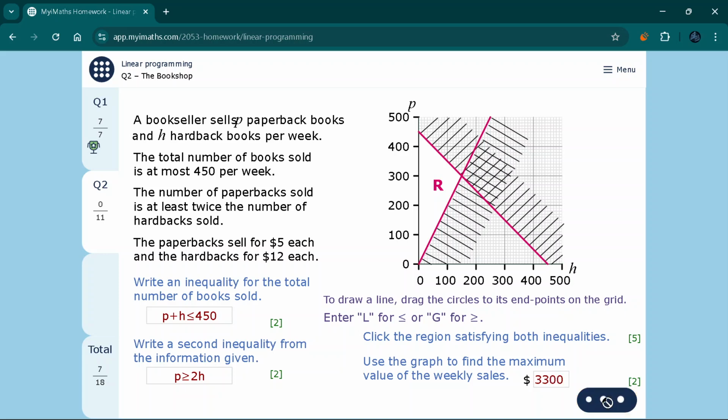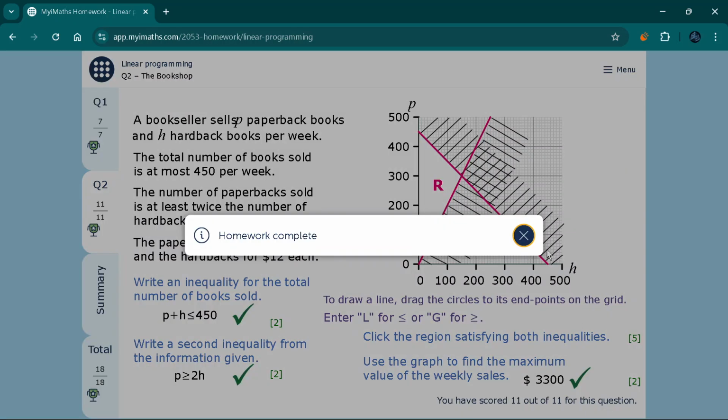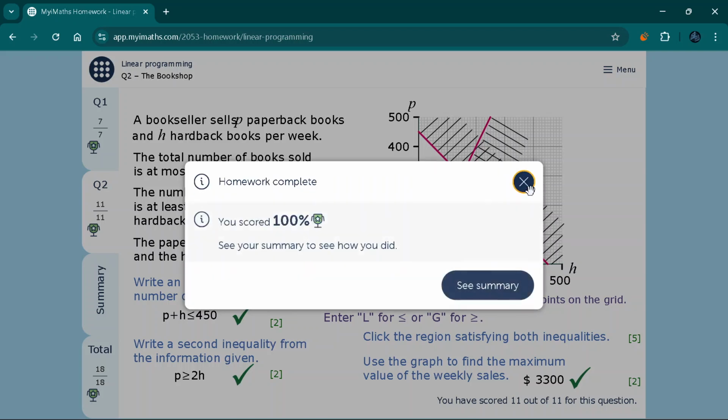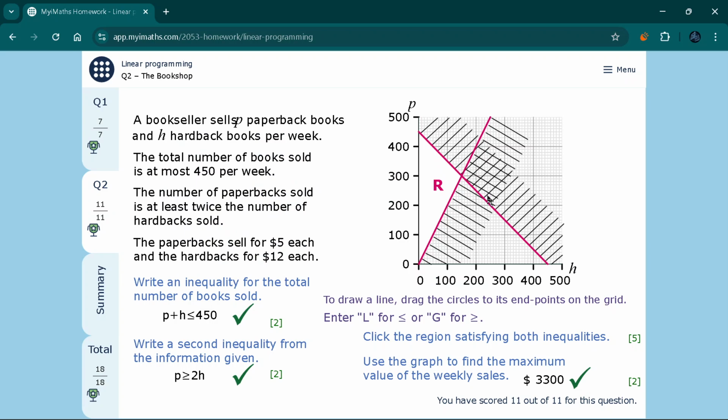Let's see. And there we go. Full marks. The difficult part here is just to get those lines to snap into place once they are correct.